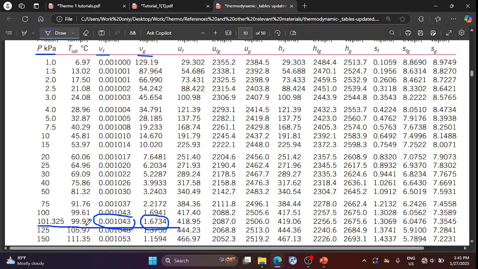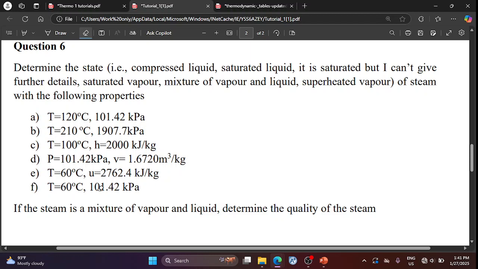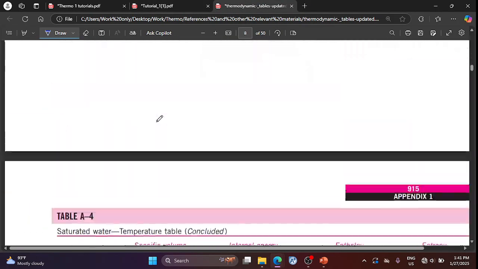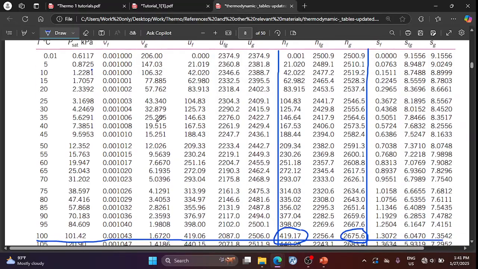Okay. So that's if we were using 101.325, right? As I said, I'll show us how to do interpolation later so that we can be a little bit more accurate. But then the value is going to be in between these two values. Now let's look at the next one, T being equal to 60 degrees Celsius and U being equal to 2762.4. So we'll come back to the temperature part. T is equal to 60 degrees Celsius, so that's here.